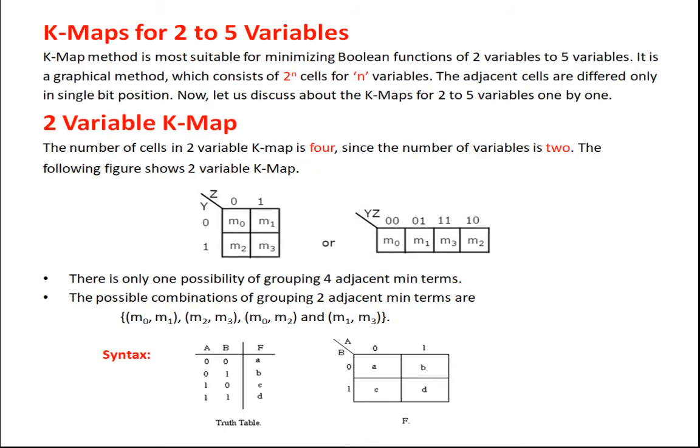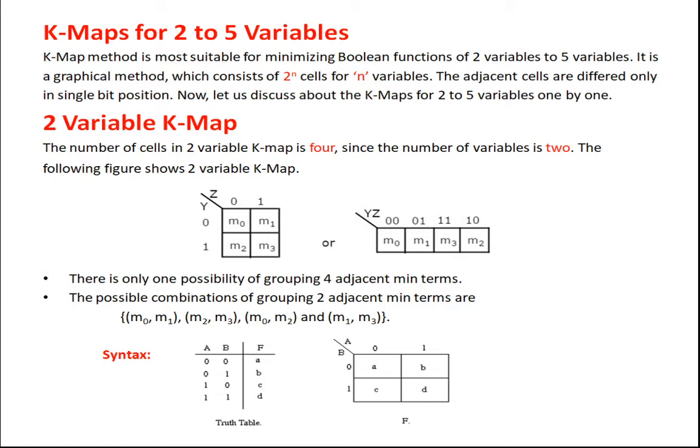So let us start with the discussion of K-map minimization. So K-map for 2 to 5 variables. K-map method is the most suitable for minimizing Boolean functions of 2 variables up to 5 variables. As we told, 2, 3 and 4 are one of the easiest ways to minimize it. But if we have an expression with 5 variables, 6, 7, 8 or 9, it becomes extremely difficult to achieve the minimization.